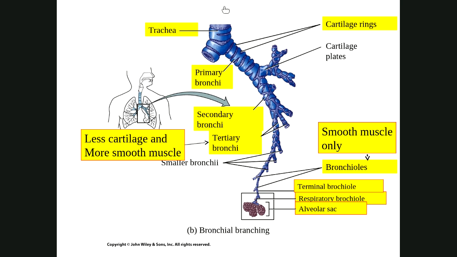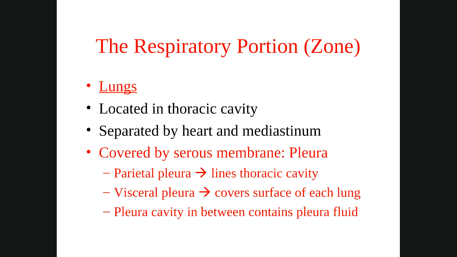So remember, you have lots of cartilage, then you have cartilage rings, then you have cartilage plates, and the smaller you go down, tertiary bronchioles, almost no cartilage and much more muscle, right? So we're dealing much more with muscle. Okay, so the respiratory portion, respiratory zone of your system are the lungs. They're located in your upper body in the thoracic cavity, separated by the heart and the mediastinum, as we looked at, and they're covered by a membrane, which is called a pleura or pleura.